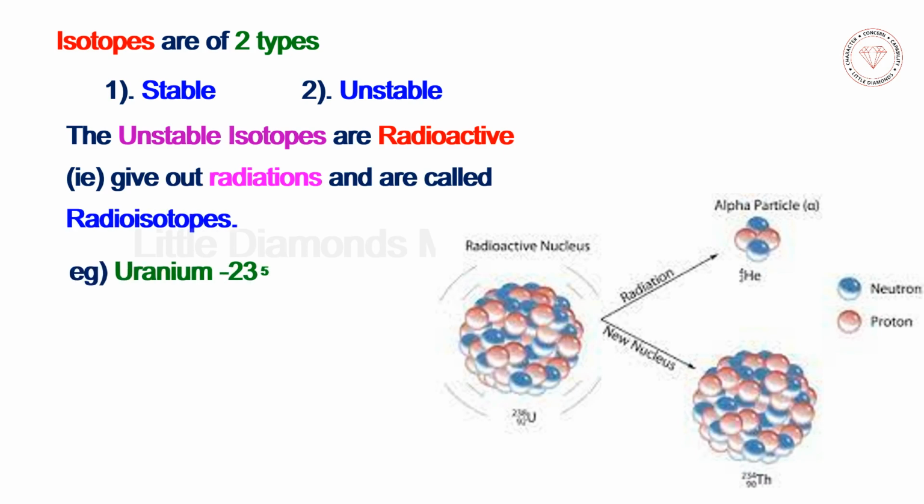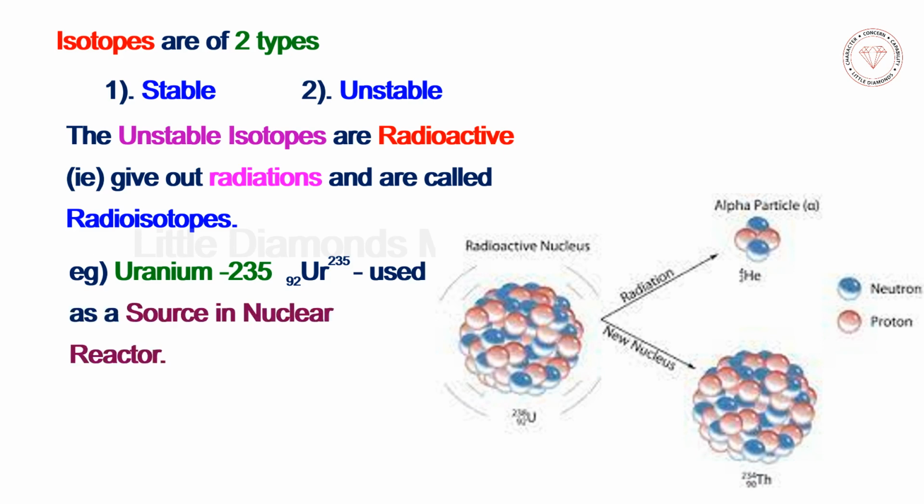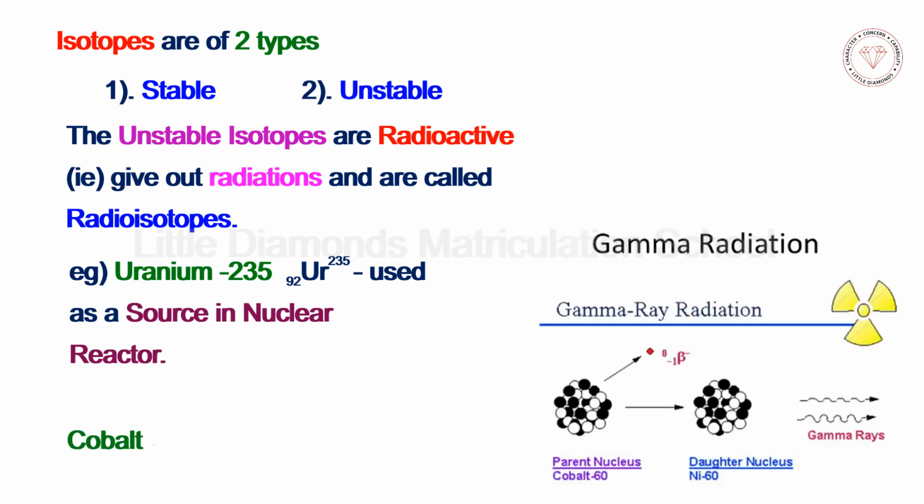Example, uranium-235, U 235 92, which is used as a source in nuclear reactor. Cobalt-60 is used in radiotherapy. Next, let us see about the isobars.